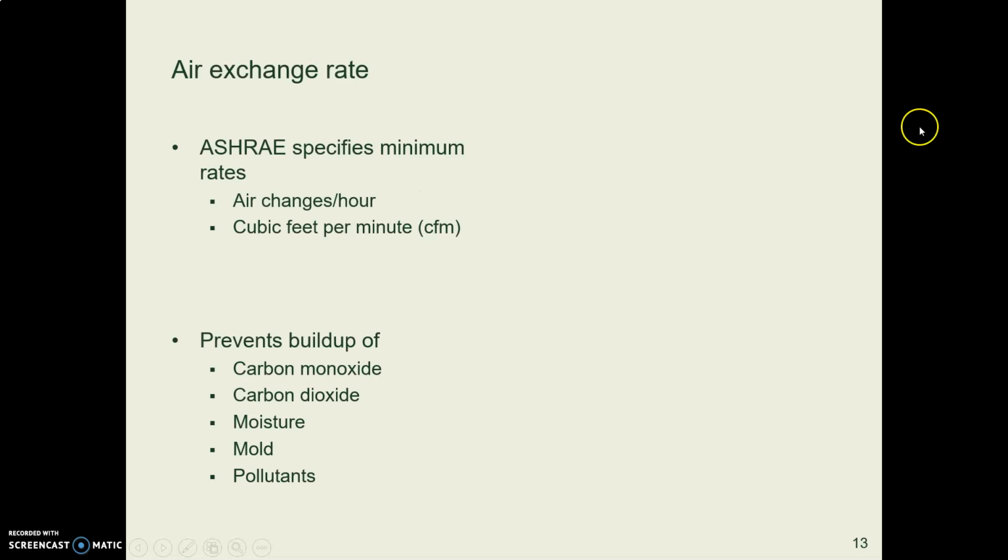Now, ASHRAE has a bunch of standards for how to keep air healthy for us. They have minimum rates of this and that, including how many air changes per hour and how many cubic feet per minute of air blow into your space. And we are doing this for health. We want oxygen levels kept up. We want carbon monoxide and dioxide levels kept down. We want the right amount of moisture. And we want to minimize mold and pollutants.